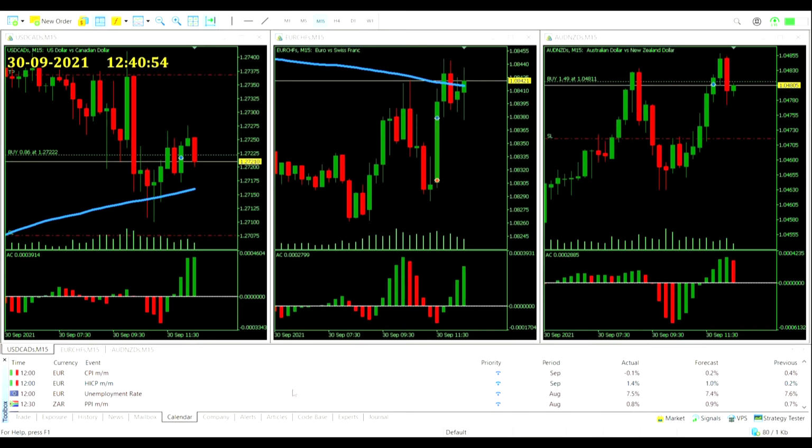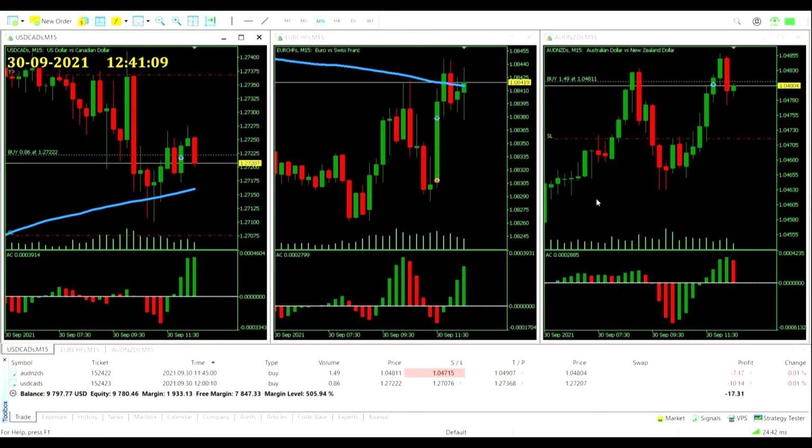And then finally, just about 10 minutes or so ago, we had the South African PPI month-on-month, 0.8% actual against 0.9% forecast. No action for us at the moment. Let's just let these trades run and see how they go.